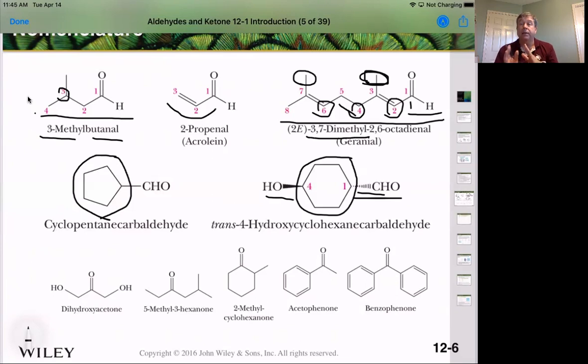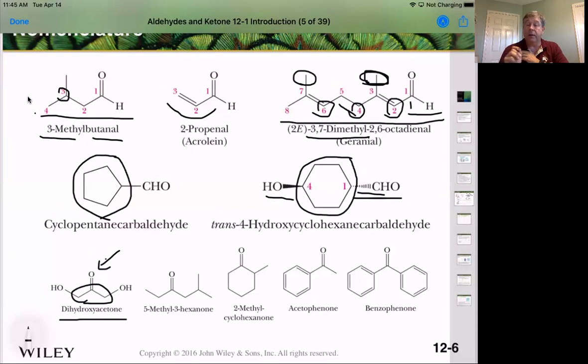Okay. Ketones are a little bit easier. You take the main name and then you put the position of where the ketone is. So for example, right here, this would be 2-propanone because the carbonyl group is in the 2 position. Here we'd have 1,3-dihydroxypropanone, or the common name for this compound would be dihydroxyacetone.